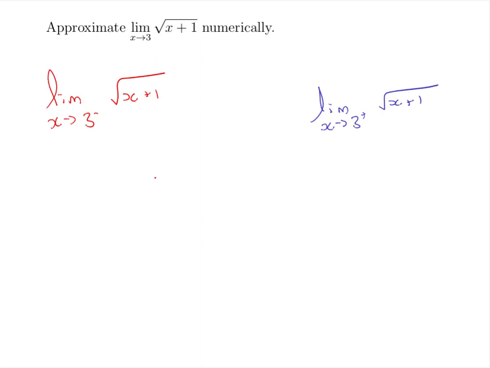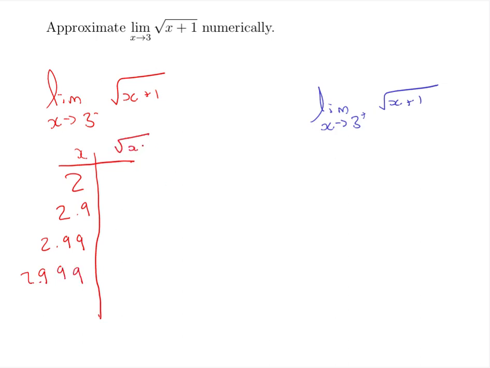For these numerical approximations, we're going to do almost the exact same thing. We're going to pick an x value on the left of 3. Maybe we'll pick something like 2. And then we're going to pick x values that are closer and closer and closer to 3. So maybe we'll say 2.9 is pretty close to 3. And then 2.99. And maybe we'll do one more, 2.999. And what we want to do is figure out what the square root of x plus 1 is.